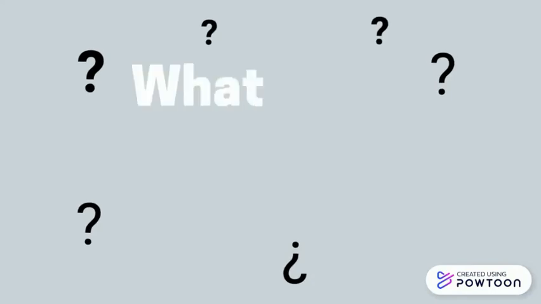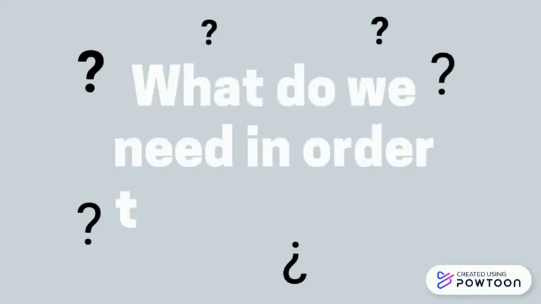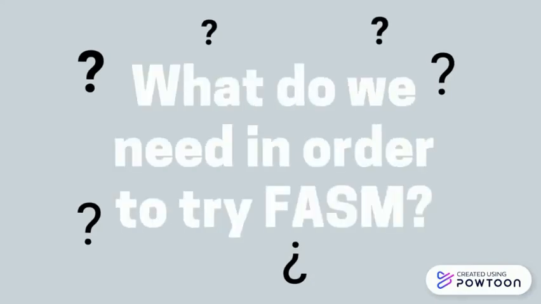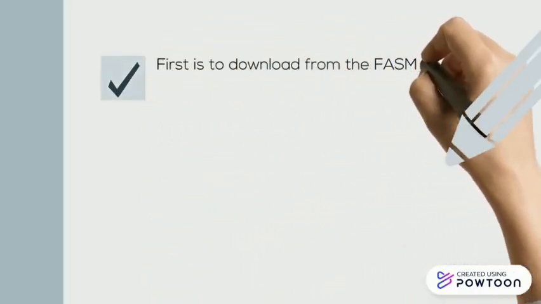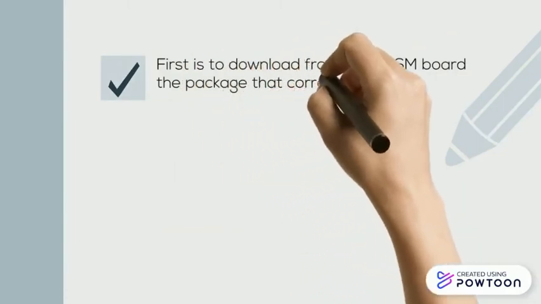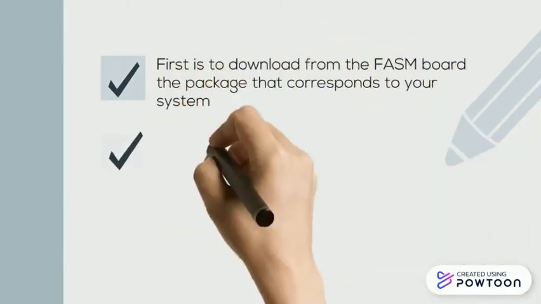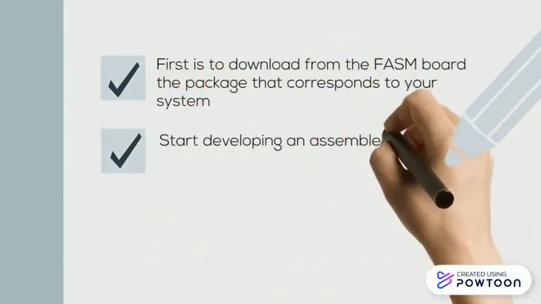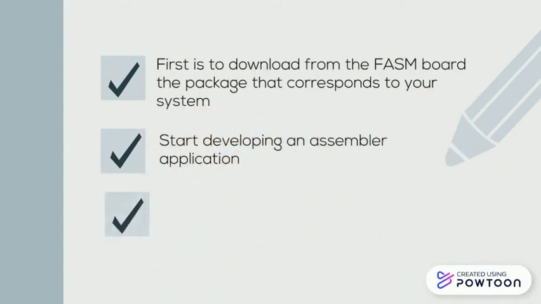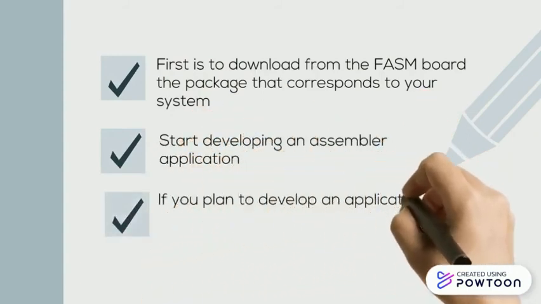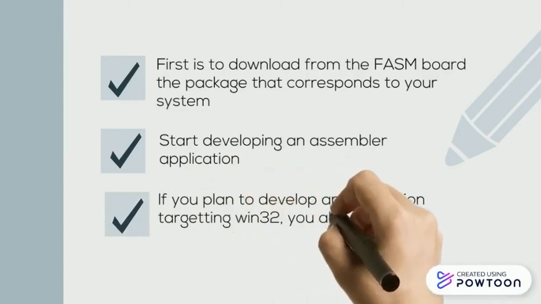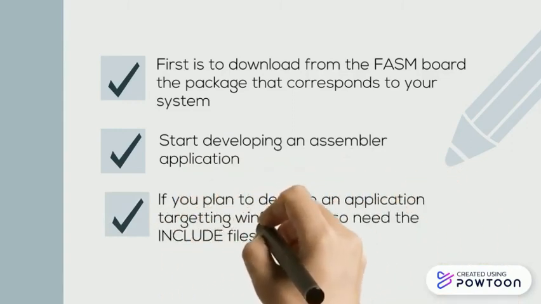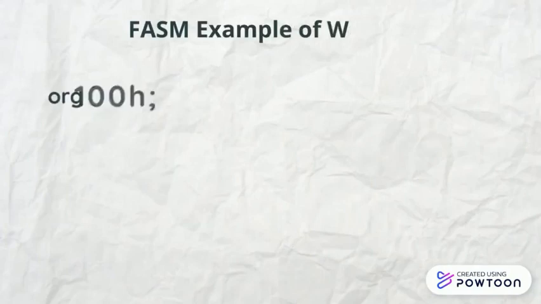What do we need in order to try FASM? First is to download from the FASM board the package that corresponds to your system. So, if you have the full FASM package, you can run FASM.exe and immediately start developing an assembler application. If you plan to develop an application targeting Win32, you also need to include files. FASM example of writing 16-bit COM program.